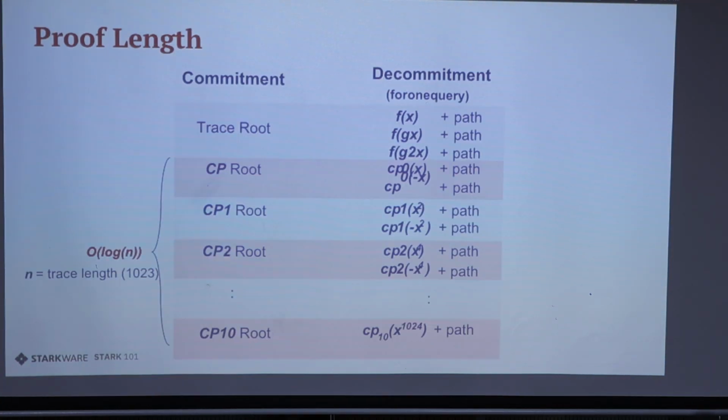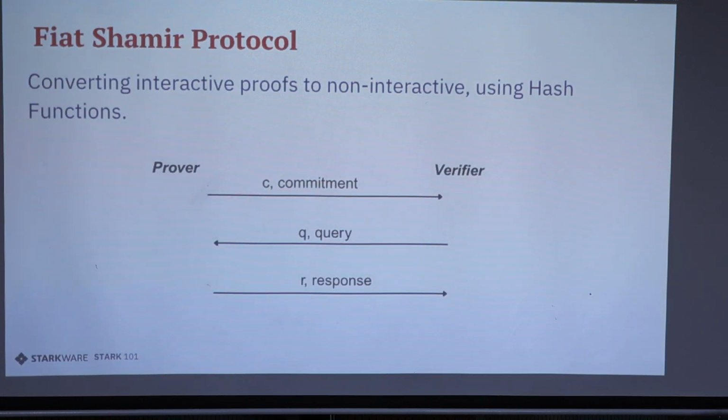So we can actually first show how to make this non-interactive. Okay. So using the Fiat-Shamir protocol, we can make this non-interactive. You have any sort of protocol. This is a three-way protocol. The prover will send some commitment, the verifier will send some query, the prover will send a response, and the verifier will use the commitment to verify the response.